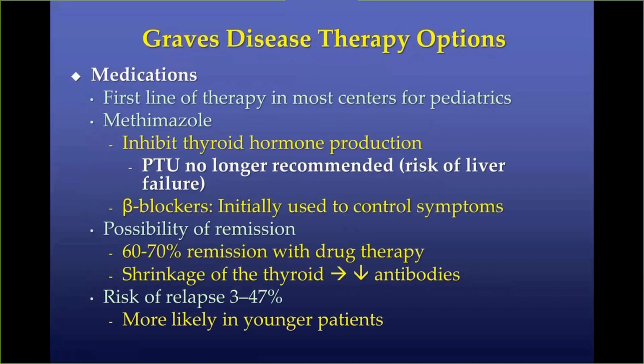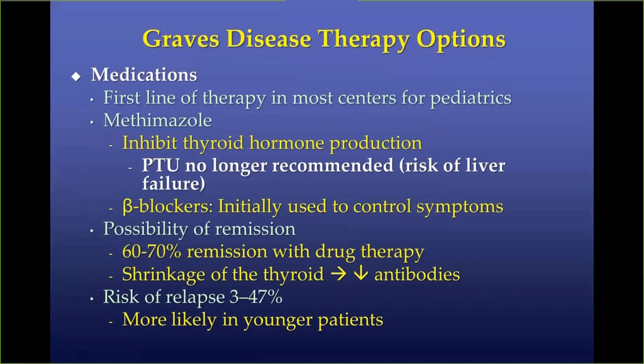And the famous one is methimazole or Tapazole, and that inhibits thyroid hormone production. PTU, which is propylthiouracil, is no longer recommended because of the risk of liver failure. Usually when they present initially because of the tachycardia and the hypertension, we start them on beta blockers until we get the thyroid function under control, and then we can stop the beta blockers.